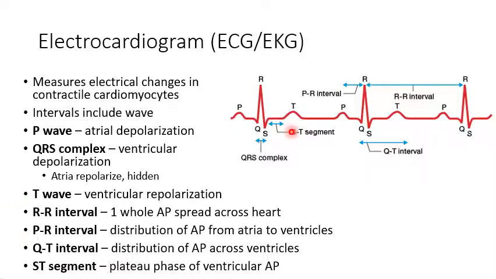So the P wave is a short wave that appears before the major QRS complex. The P wave represents atrial depolarization. So when the atria depolarize, you get a P wave on the ECG.